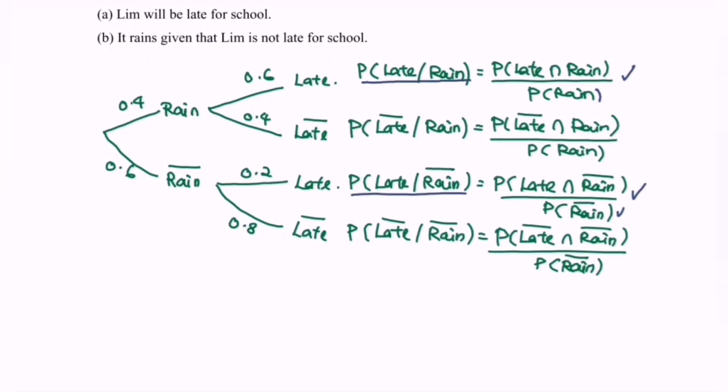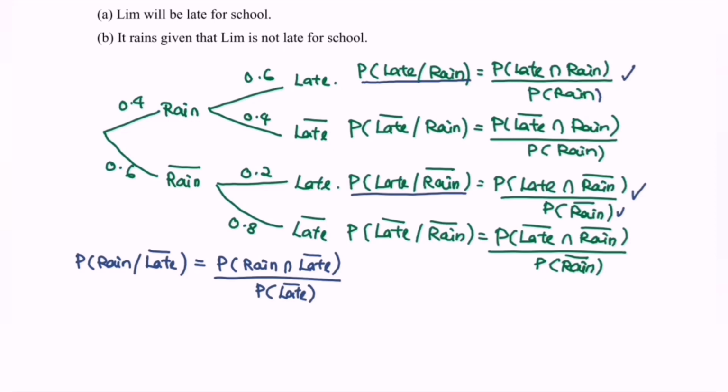Next, B, it's rain given that Lim is not late for school. So here we have the situation. Kindly express it as the probability for rain intersect with late complement over the probability for late complement. So kindly refer to the situation rain and late complement.